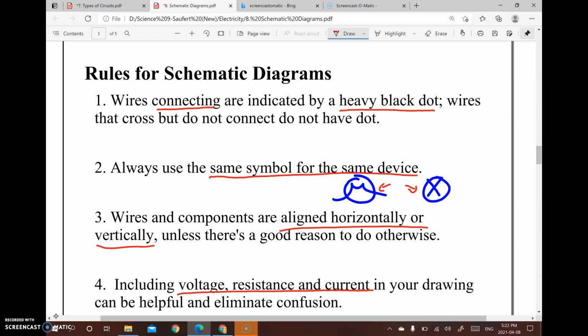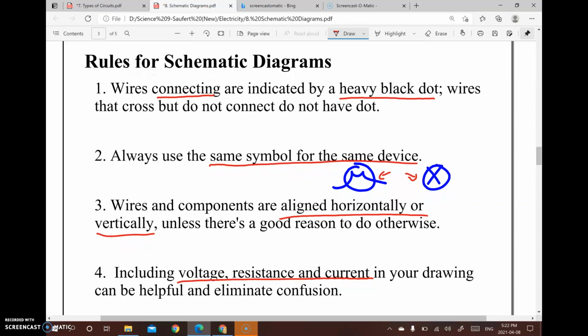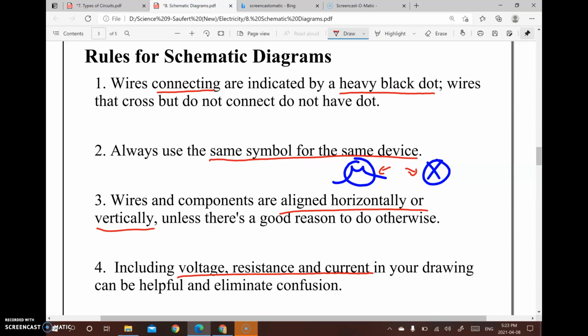Wires and components are aligned horizontally or vertically, unless there's a good reason to do otherwise. Including voltage, resistance, and current in your drawing can be helpful and eliminate confusion.